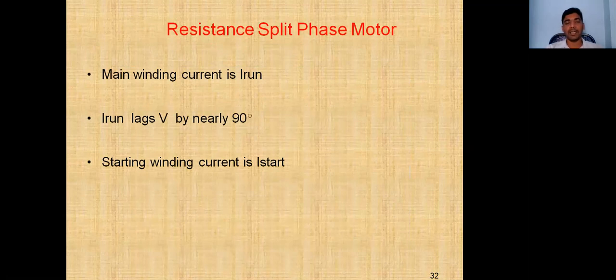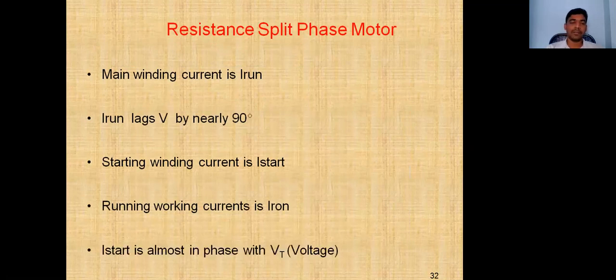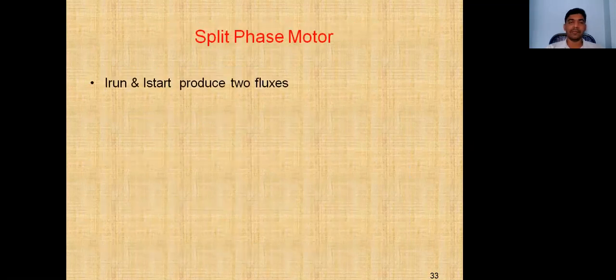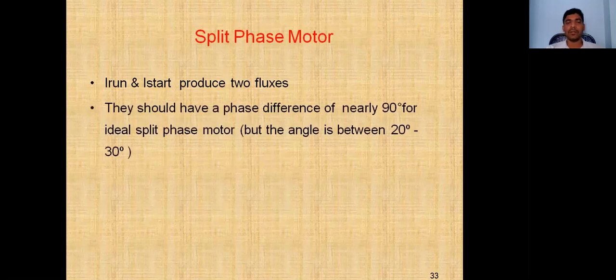The starting winding current is I start. The running winding current is I run. So I start is almost in phase with Vt. I run and I start, the running current and starting current, produce two fluxes. They should have a phase difference of nearly 90 degrees for an ideal split phase motor, but the angle is between 20 to 30 degrees.